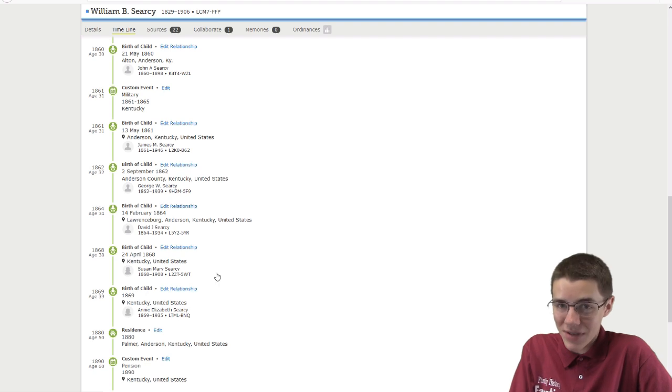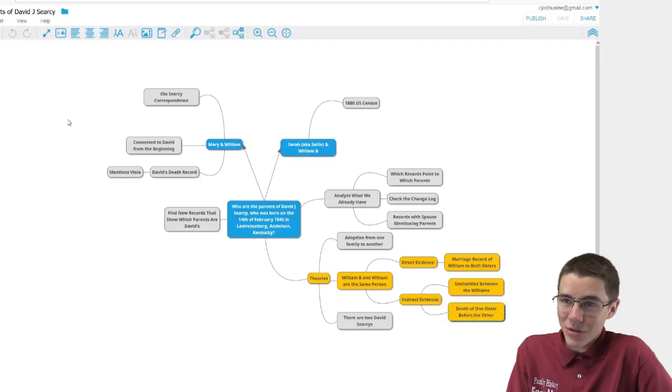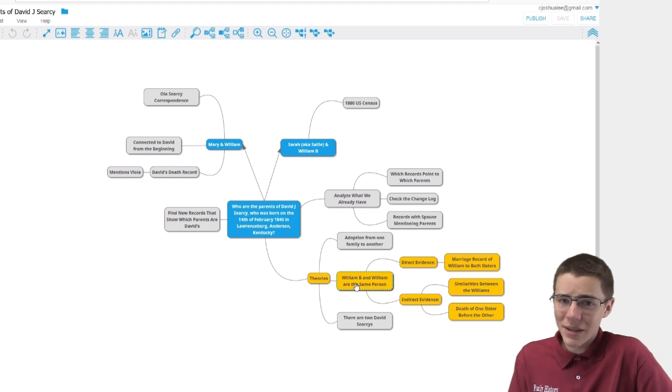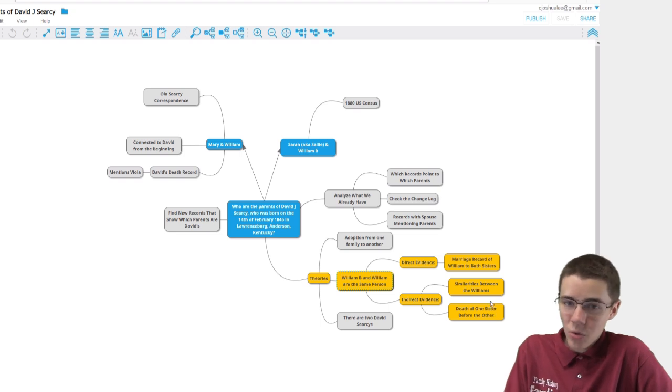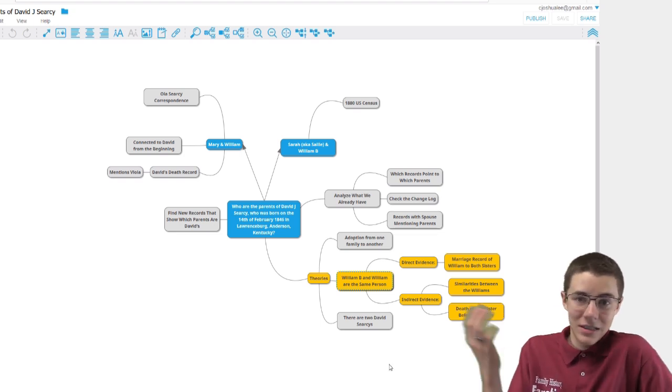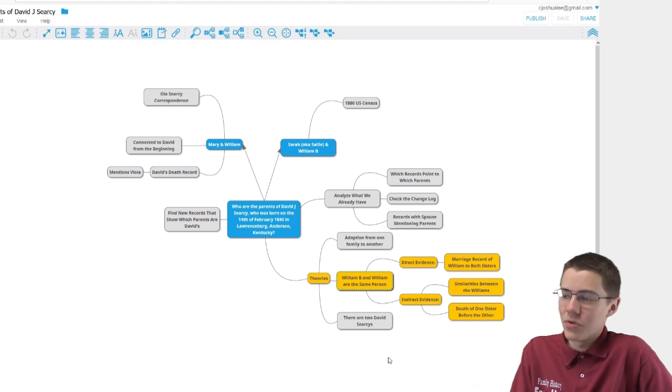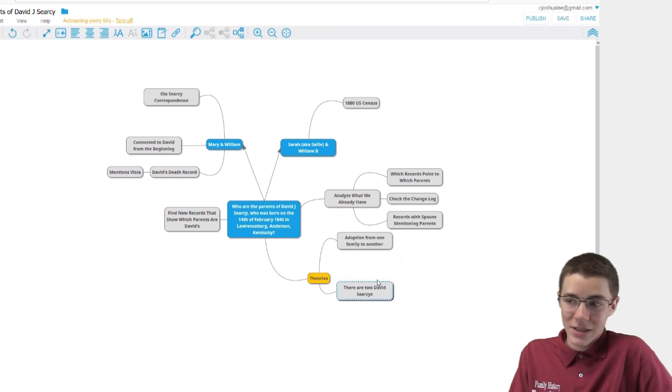I need a lot of evidence to back that up. It doesn't look like this theory that William and William B are the same person would work. We've seen, yes, there are similarities, but the timeline wouldn't work out unless there was adultery, in which case that's kind of hard to prove. So unless something new comes along, I'm going to assume this theory is incorrect.